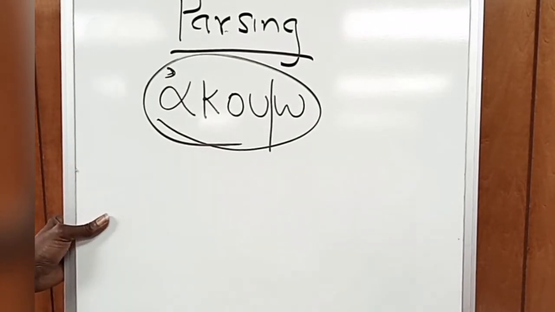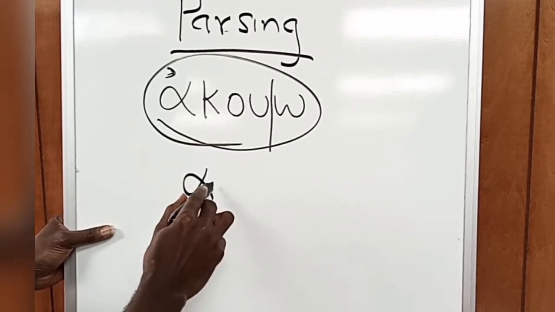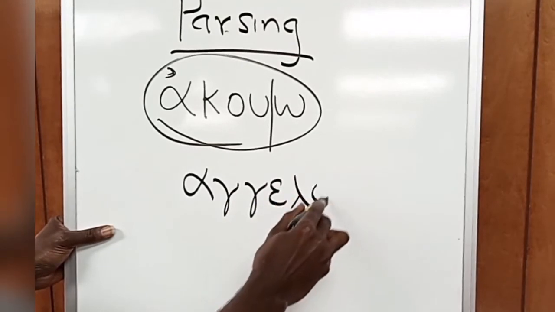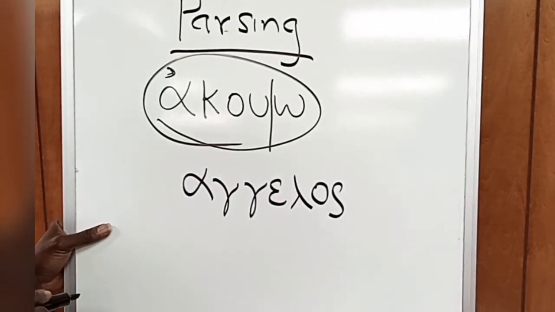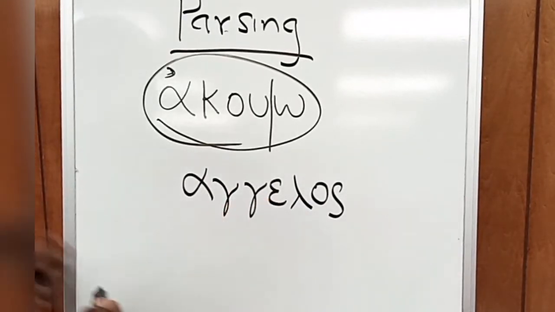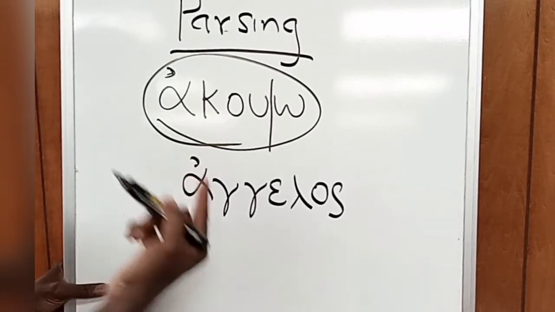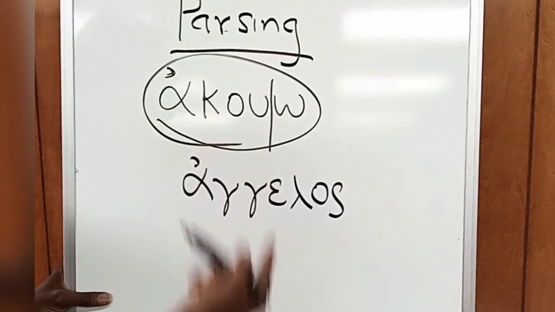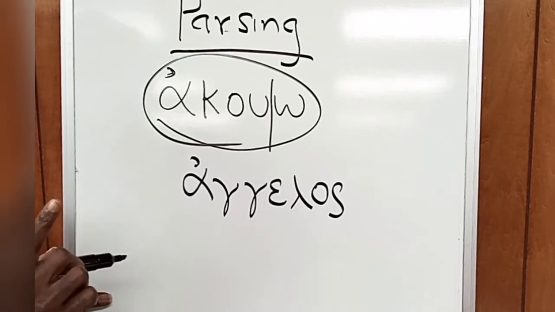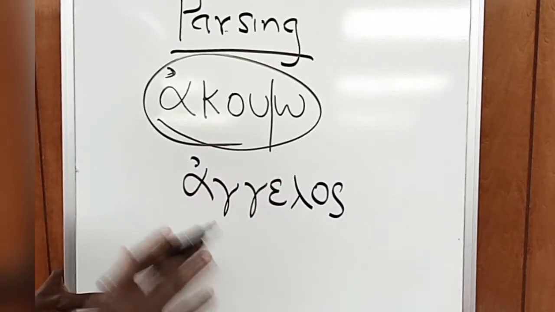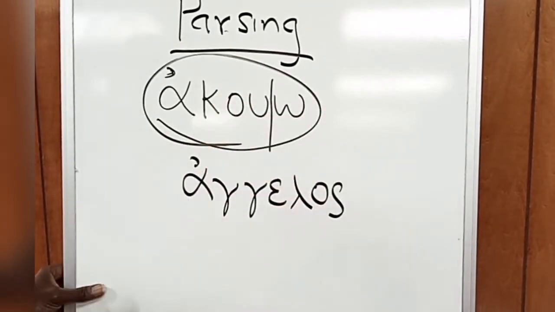If it is a noun, for instance a word like alpha, gamma, gamma, epsilon, lambda, omicron, sigma, you will agree with me that having introduced you to transliteration and the alphabets, you'll be able to pronounce this word. But when it comes to parsing this word, as far as it is a noun, which is one of the answers to the parsing, the part of speech is a noun. Now you will tell me the number, the gender, and also the case.